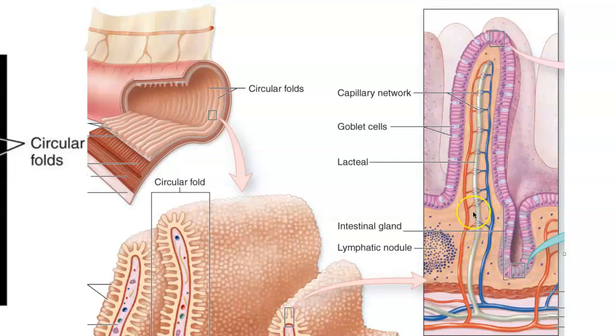We didn't talk about this. I'll just mention it. This is a lacteal. This is part of the lymphatic system that we didn't have time to get to. This lacteal is actually where fat is going to be absorbed. Fat is not directly absorbed into the capillaries. It's absorbed into the lacteals.